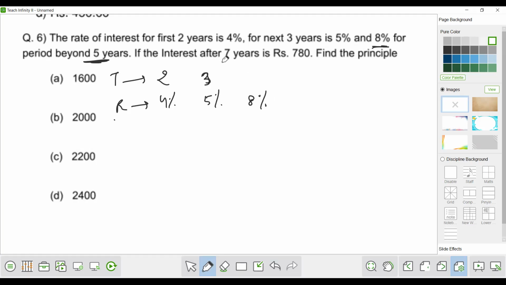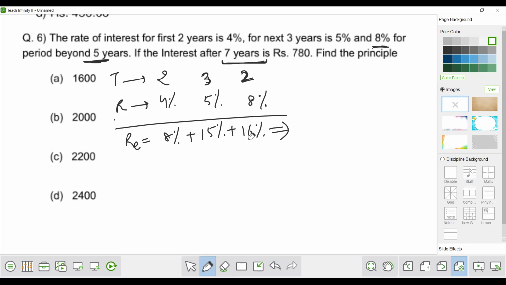So if the interest after 7 years, we have calculated the interest for 5 years. So we need to calculate it on another 2 years. So what is the effective rate? This is 8% plus 5 into 3, this is 15%. This is 16%. So this will become 16, 8, 24 and 15, 39%.